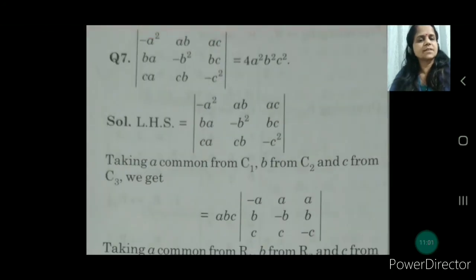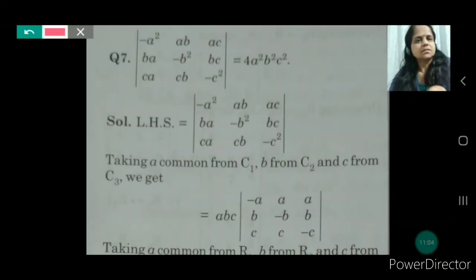Question number 7. Here one determinant is given. We have to prove it is equal to 4a square, b square and c square. So here, taking common from C1: A is taken common from C1, B from C2 and C from C3. From column 1, A is common, so here you will get minus A, B and C. From column 2, B is common, so we will get A, minus B and C. And in column 3 it is A, B and minus C.